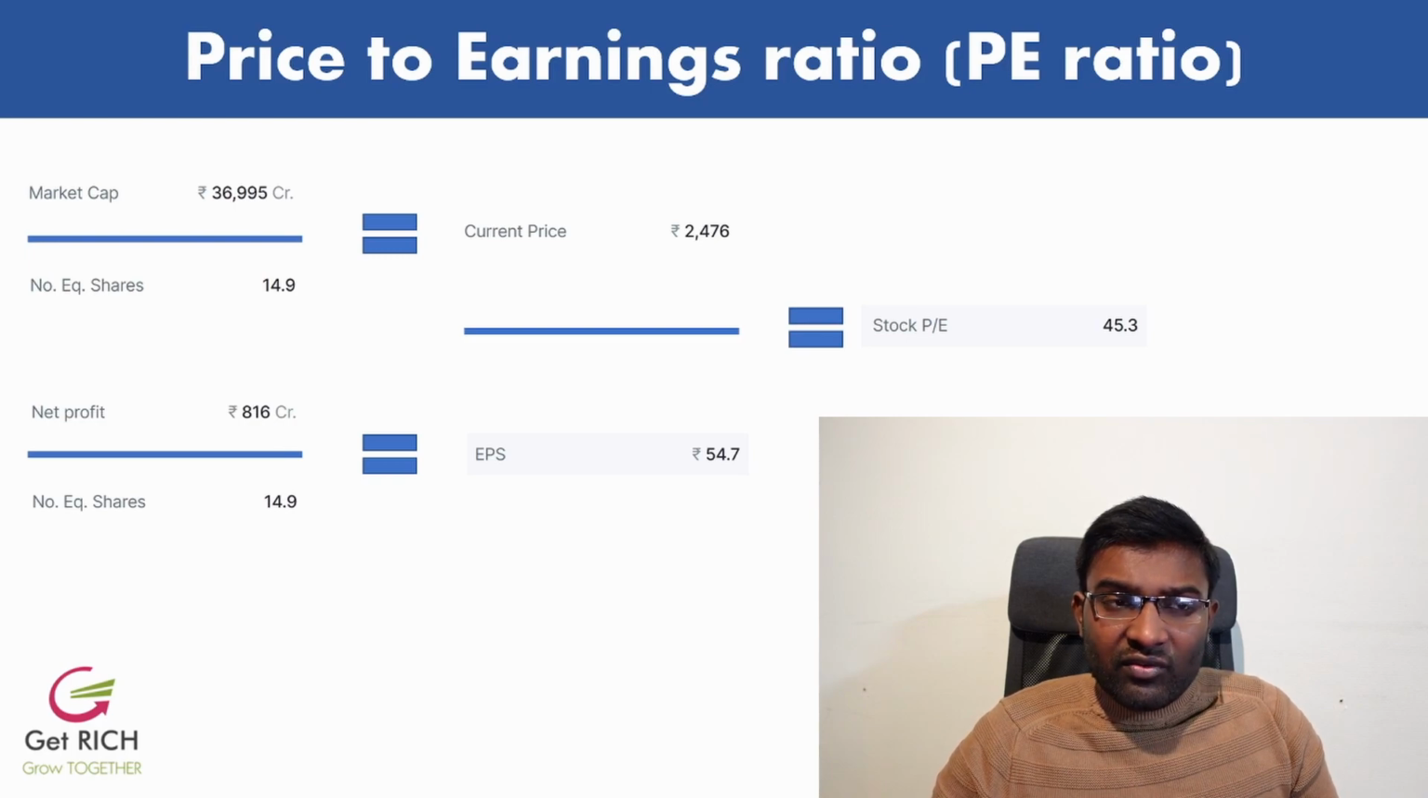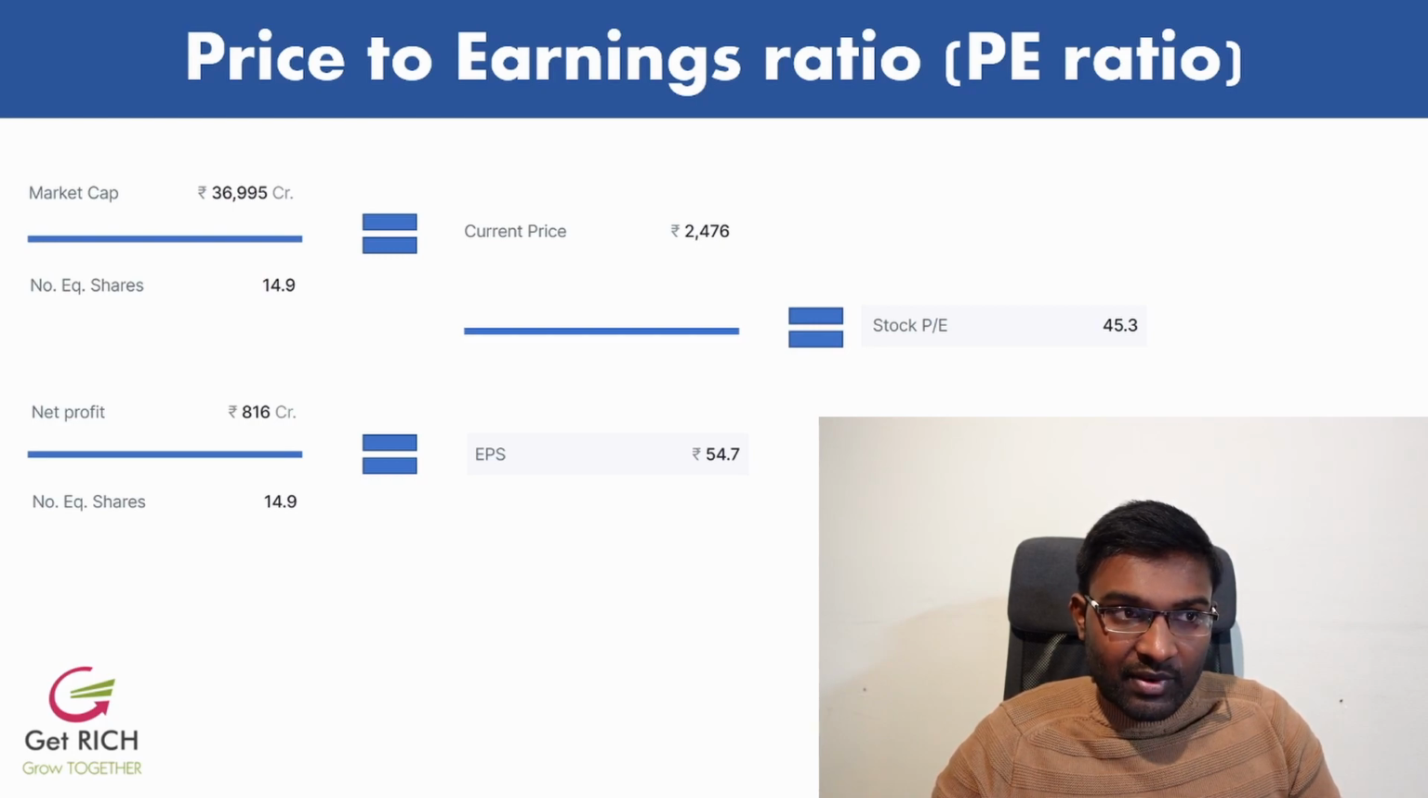So let's have a look at how we can come up with the PE ratio. P stands for price. How do we derive price? We have the total market capitalization, which is the total business value of that particular company. For example, in this case I took Polycab India. The total market capitalization is around 36,995 crore.